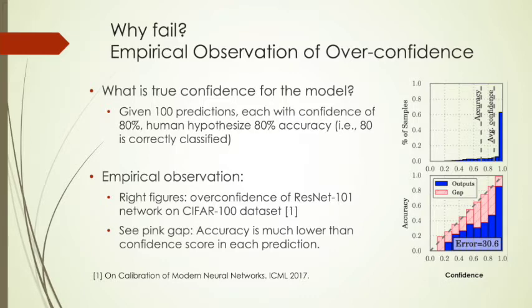First, what is true confidence? If a model has a confidence of 80% in each prediction, one would expect the model predicts 80 times correctly out of 100 predictions. But based on the paper in ICML 2017, it points out an empirical observation of ResNet 101 on CIFAR 100 dataset that there is a big gap between the model confidence and the actual output accuracy. Accuracy is much lower than confidence score. The pink region marks these gaps in the figure.